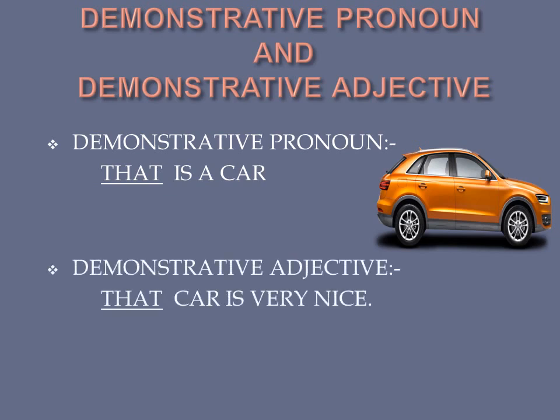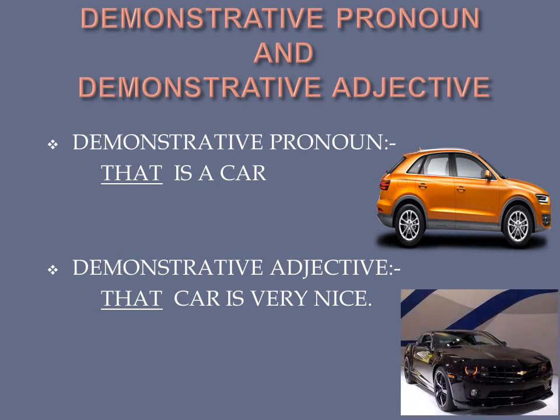When is it considered a demonstrative pronoun? That is a car. I am showing a car and I am saying that that is a car. Here that is a demonstrative pronoun. Now when I am saying that car is very nice, I am using that just before a noun. That car. I am specifying one car. And here that is used as an adjective, used with the noun car. That car is very nice. Okay? Here that is used as a demonstrative adjective.